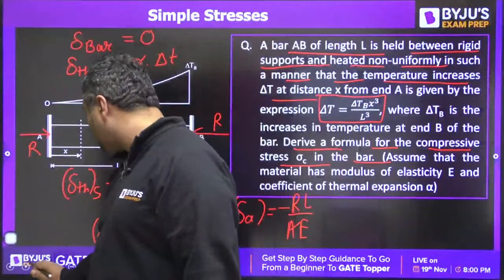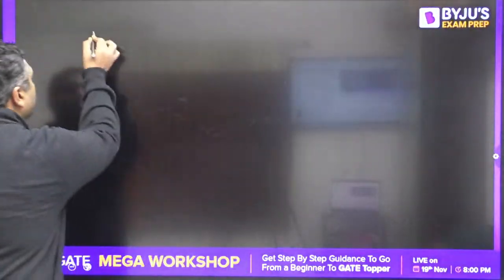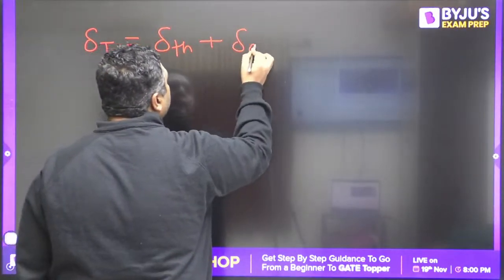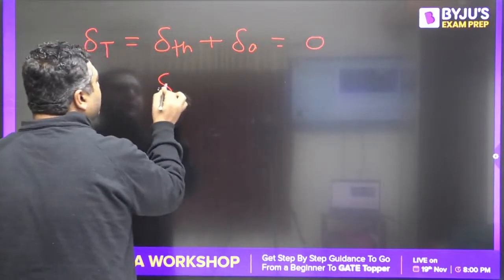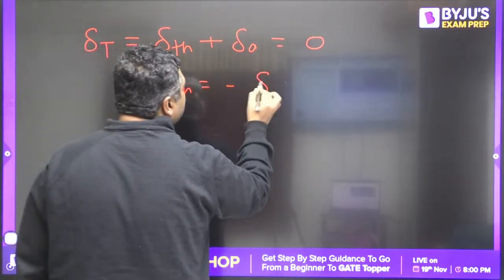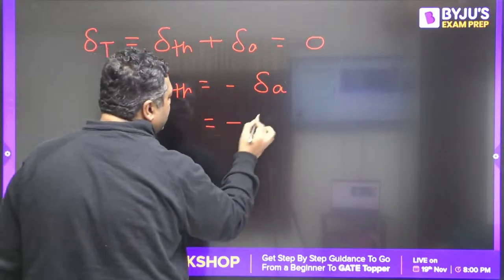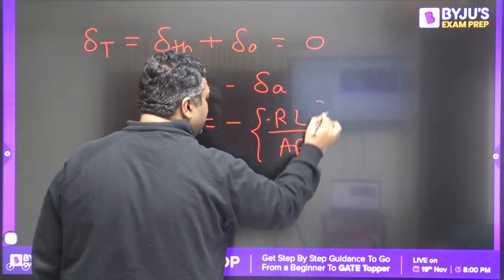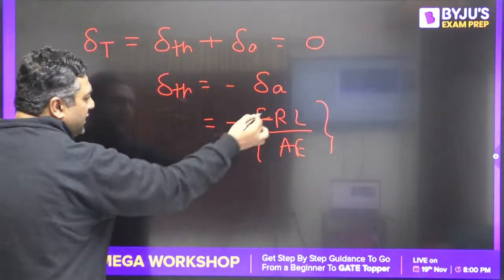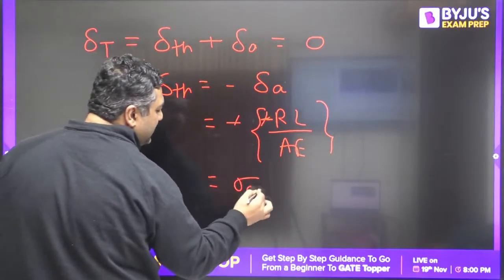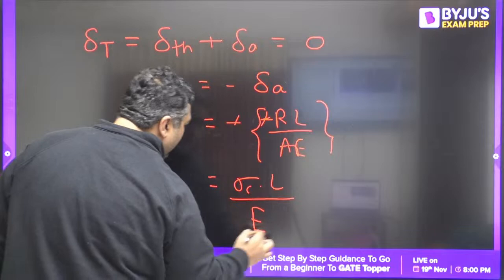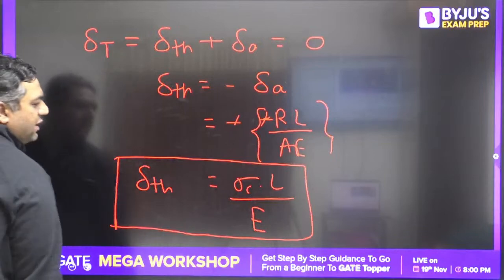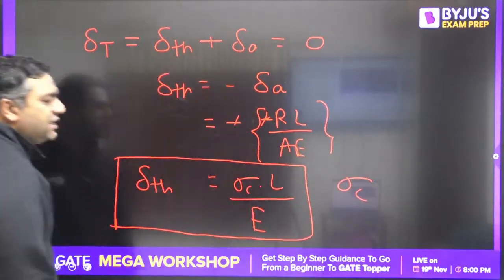Then my dear, you know delta total is going to be 0. So delta total is equals to delta thermal plus delta axial is equals to 0. So delta thermal is equals to minus delta of axial. So minus delta of axial is minus R L upon A. It was already minus. So minus R by A, minus minus will become plus. This is sigma C into L upon E. And here you will be calculating delta thermal. Equating these two things, you can find out the expression for compressive stresses.